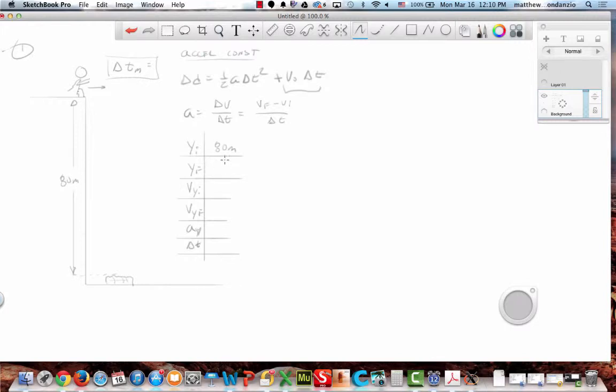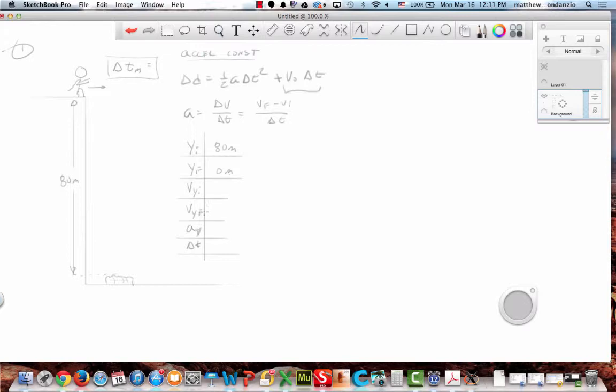Okay, what's my final y? 0. Okay? So when I do my delta distance, it's final minus initial. What does that mean about my distance? Negative 80. If you just said 80, you'd have a positive 80, and the problem is your sign is going to be off. So do it this way.